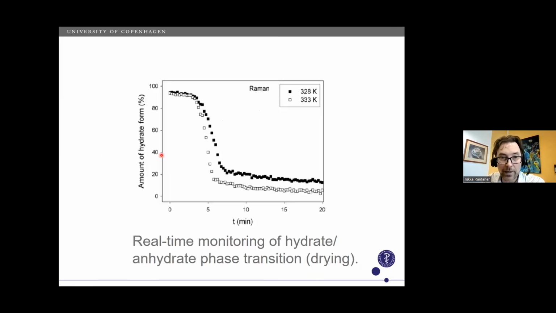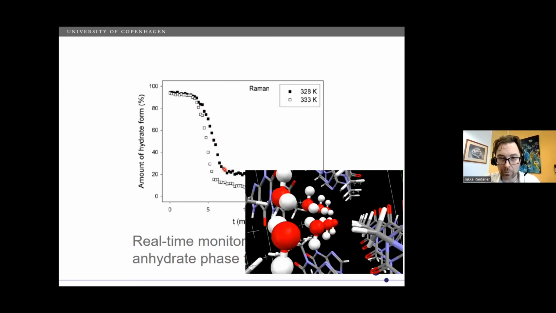And in this specific case, we could look into the dehydration kinetics of this compound. So what we could see is that depending on the temperature, the dehydration kinetics were different. So this is something that happens for your material. But this can even be more complicated, and that was the case with another model compound.